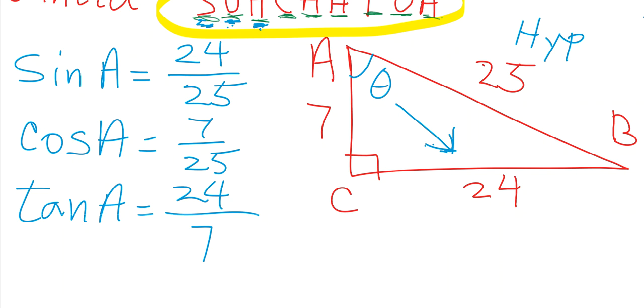So you can see here how these ratios could be converted to decimals. We're not going to be worried about that right now, but here you have your three trigonometric ratios for angle A: sine A, cosine A, and tangent A. All right, let's move ahead to another example.